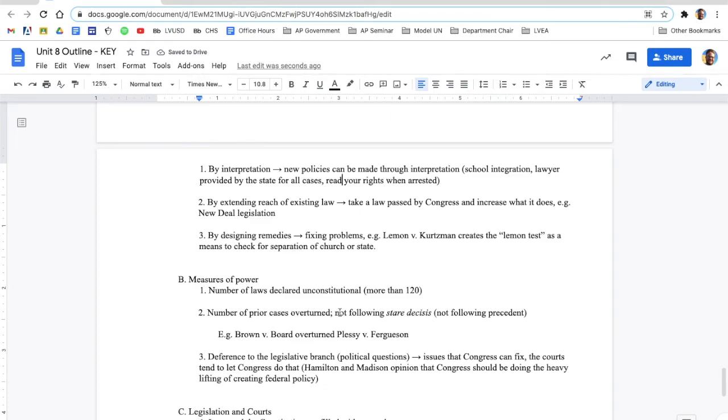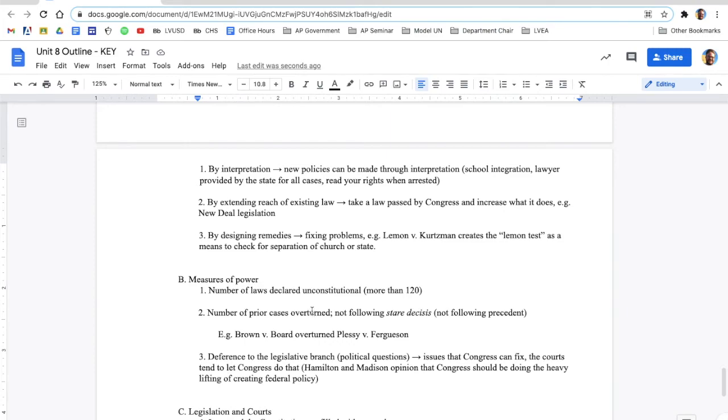So what do we look at for the power here? So, measures of the power. In our country, we have had more than 120 laws of Congress ruled unconstitutional. Now, that means the vast majority of them have been constitutional or have not been checked. But the idea is that the courts do wield power. The ability to render more than 100 bills unconstitutional and have it be respected by the other branches of government is a big deal. However, sometimes cases are overturned.